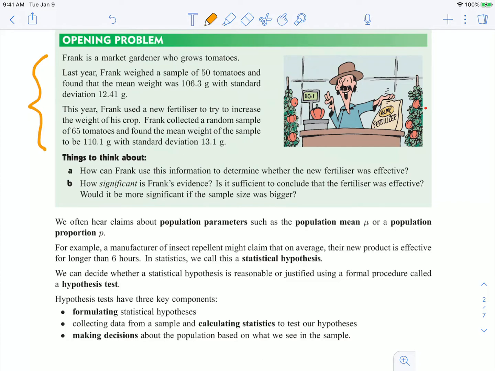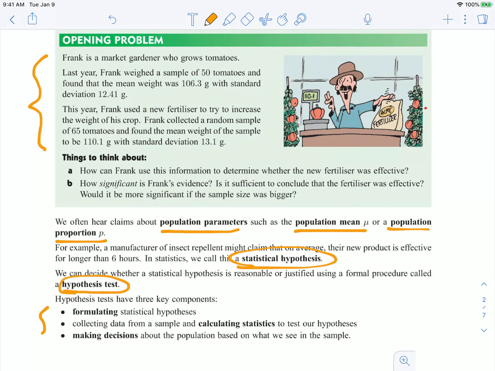Moving on. So we often hear claims about population parameters, such as the population mean, the average, or a population proportion, P. So for example, a manufacturer of an insect repellent might claim that on average their new product is effective for longer than 6 hours. In stats, we call this a statistical hypothesis. We can decide whether a stats hypothesis is reasonable or justified using a formal procedure called a hypothesis test.